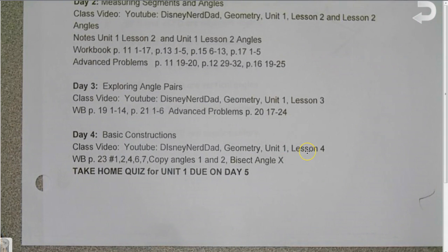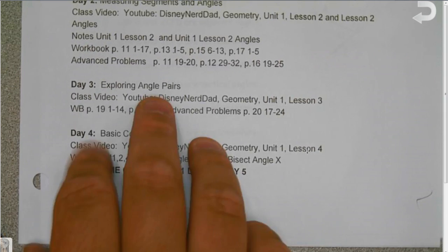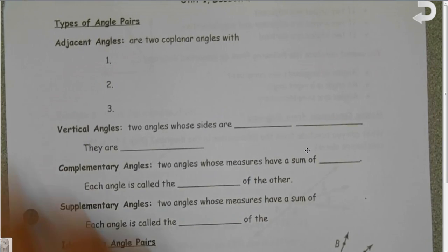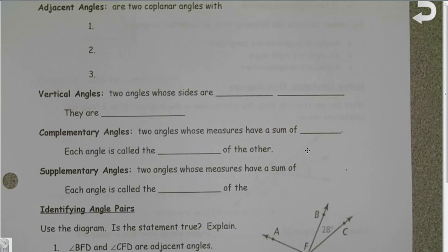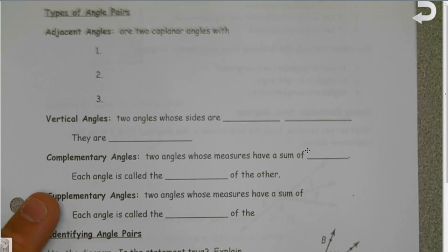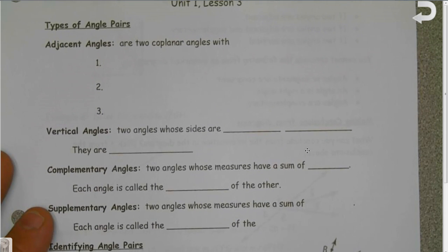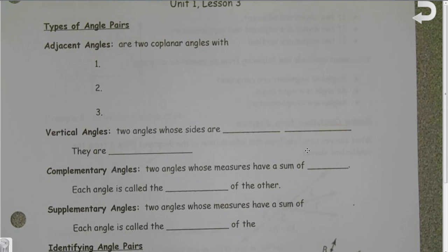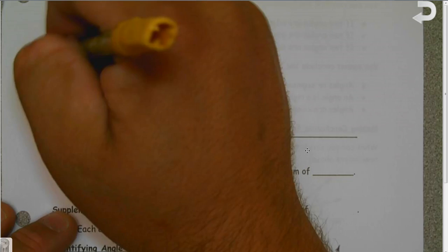Okay, so we are on day 3 of Unit 1. We are on exploring angle pairs. And so you should have the Unit 1 Lesson 3 notes out. So we're going to talk about the types of angle pairs. Yesterday we focused on segment angle addition. So today we're going to focus on understanding how angles relate to each other. So again, a highlighter might be helpful, or if you have a way to underline specific vocab words, that'd also be great. So the first word that we want to talk about is adjacent.